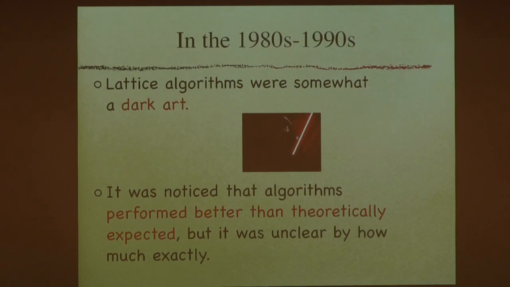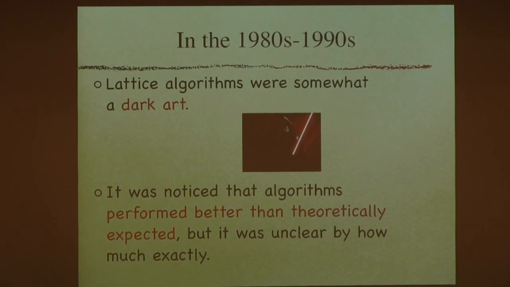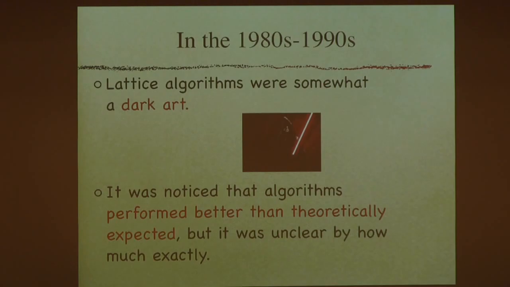So back in the 80s and 90s, you could say that lattice algorithms were really somehow a dark art. And many people said the algorithm performed better than theory expected, but nobody really dared to say by how much. Not because they didn't want to, but it was very difficult to get a clear picture because we were limited by computational power. And maybe at that time people were also not so interested in knowing how good the algorithms were. Okay? We didn't have lattice crypto systems at that time.